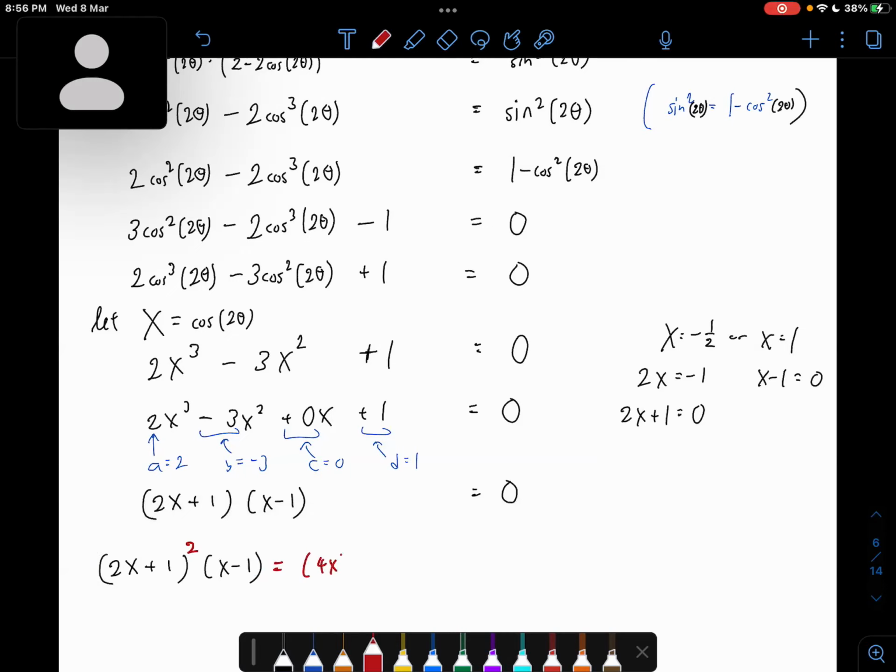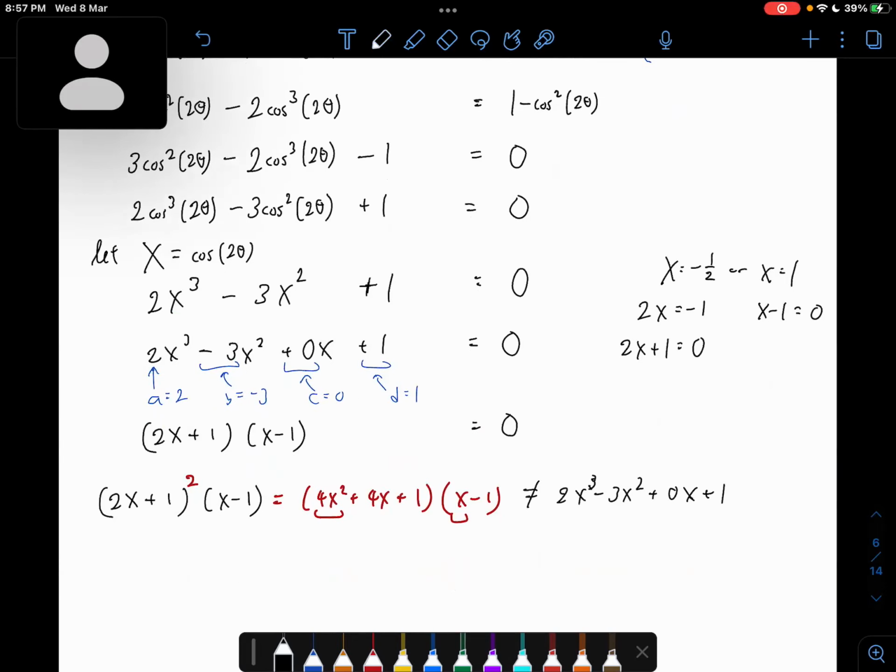2x squared become 4x squared plus 2 times 2 times 1 is 4x plus 1 squared is 1 times x minus 1. This one, by the time you expand until here, you can see 4x squared times x gives you 4x cubed, right? But we have 2x cubed. So confirm wrong already. It will not be 2x cubed minus 3x squared plus 0x plus 1. You don't need to write the 0x. I'm just writing for emphasis. Okay, so that's wrong.